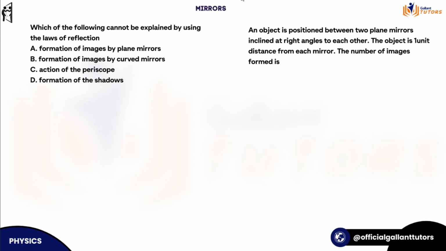Which of the following cannot be explained using the laws of reflection? I've explained to you what reflection is. You know that it's a very core principle by which a plane mirror acts. So formation of images by plane mirrors, that's true, right? You are able to see your image because of the reflection it makes.